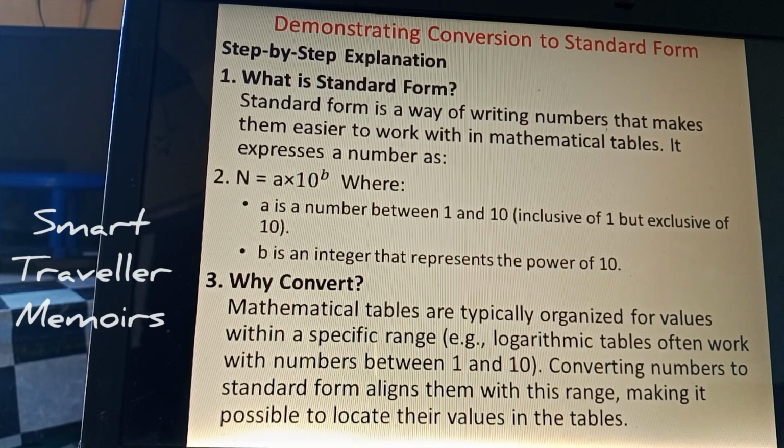Demonstrating conversion to standard form. This is a very important area as far as tables are concerned. So what is a standard form? Standard form is a way of writing numbers that makes them easier to work with in mathematical tables. It expresses a number as n is equal to a times 10 raised to b, where a is a number between 1 and 10, inclusive of 1 but exclusive of 10. b is an integer that represents the power of 10.